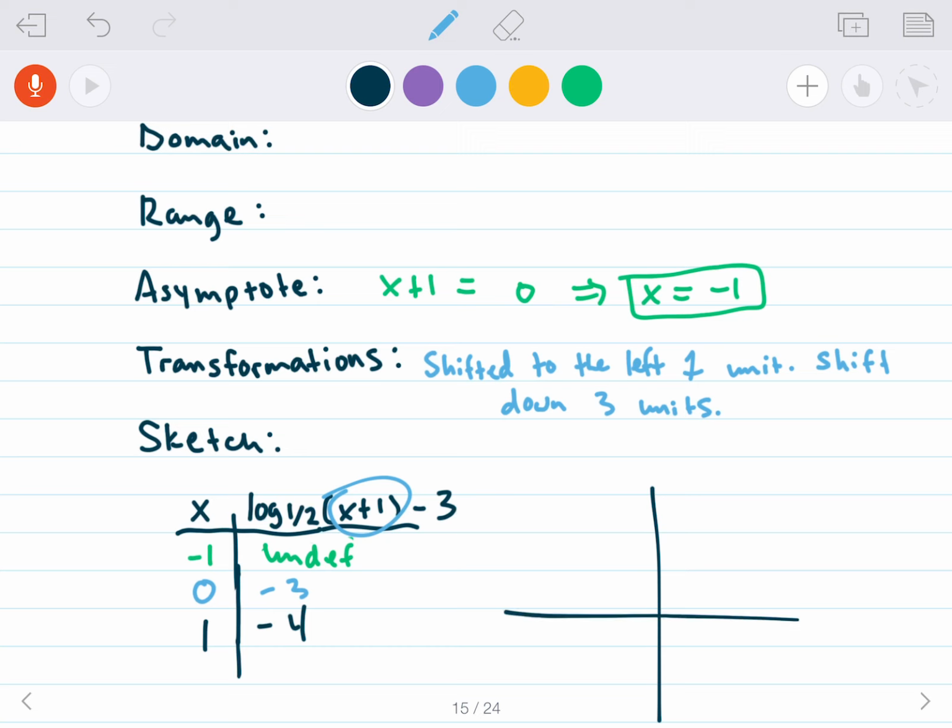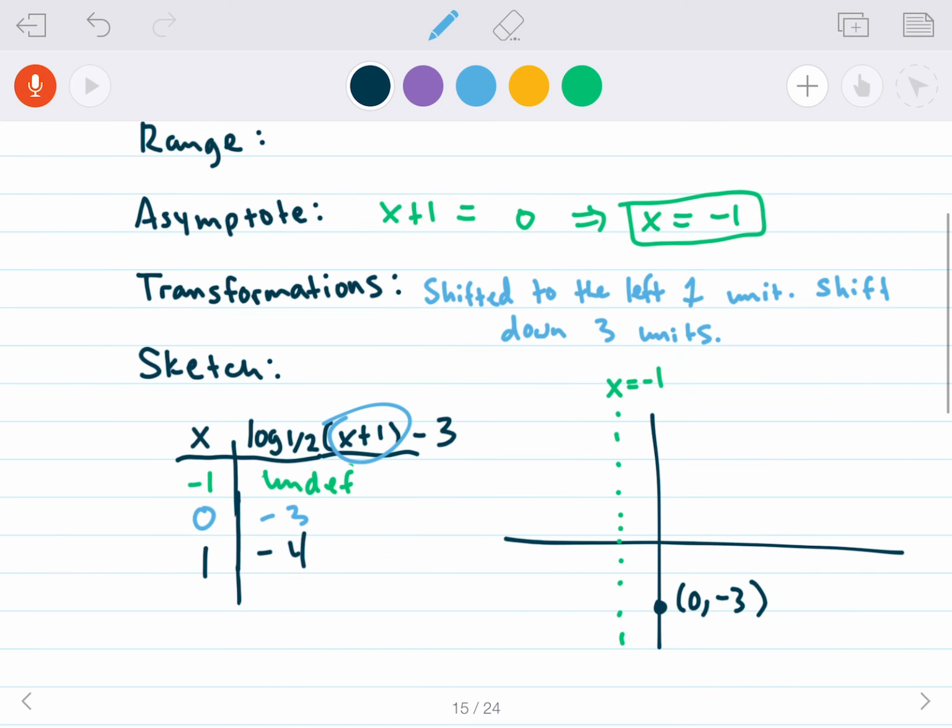So first thing I do is a little sketch of my vertical asymptote. In this case, it's x equals -1. Then my next point is 0, -3. And then followed by 1, -4.